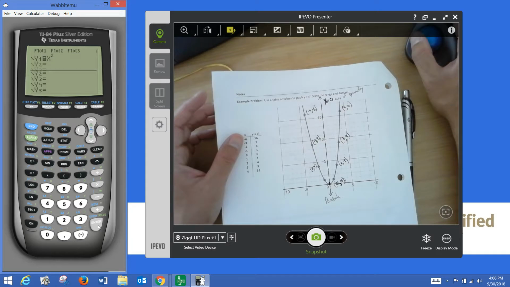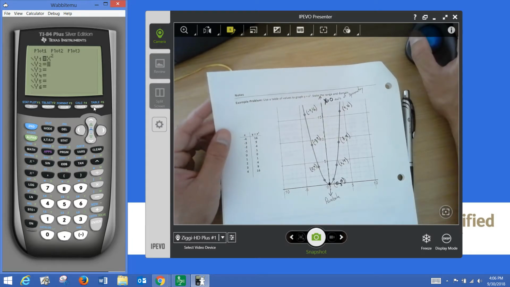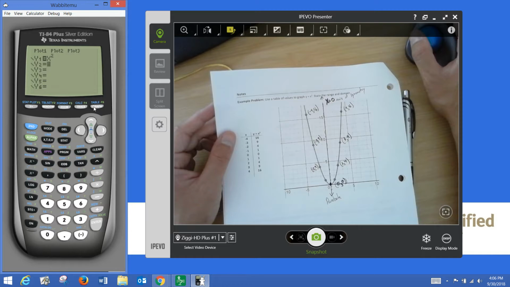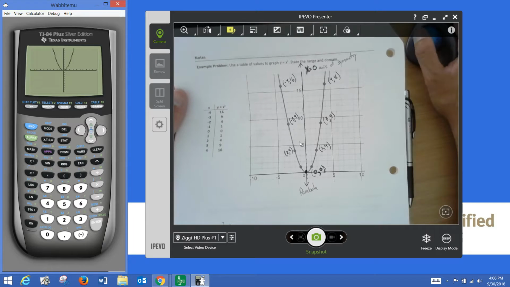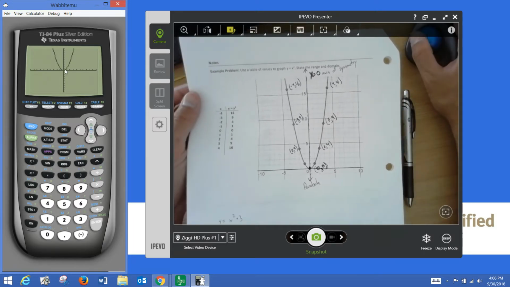And that's it. You're going to press enter, and then you're going to press this magical button called graph. And let's see what happens. Whoa, look at that. It's the exact same graph as what I have here on the right-hand side of your screen.